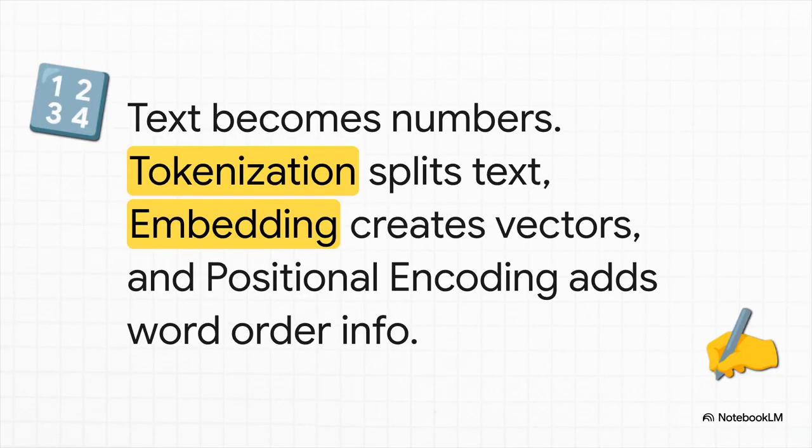Okay, so it all kicks off with a simple idea, turning words into numbers computers can understand. First, a process called tokenization chops up the text into smaller pieces. Then, embedding converts each of those little pieces into a long list of numbers, a vector. But here's the key. Since the model sees everything at once, we need one more crucial step, positional encoding, which basically adds a little tag that tells the model where each word was in the original sentence.